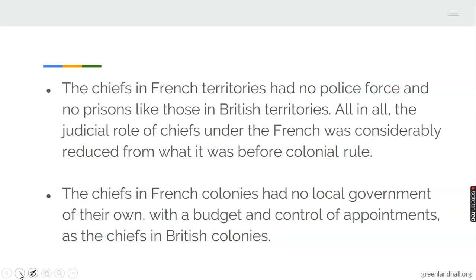Another one, the chiefs in French territories had no police force and no prisons like those in British territories. All in all, the judicial role of chiefs under the French was considerably reduced from what it was before colonial rule.